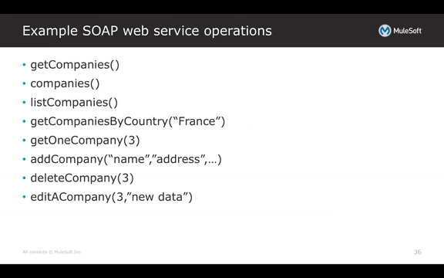And some examples of web service operations. Since SOAP oftentimes binds itself to some type of application, you're usually exposing some method or interface inside of your application. So things like get companies, list companies, get companies by country, get one company. You can see that they're very method oriented. The action is in the name of the operation you're calling.